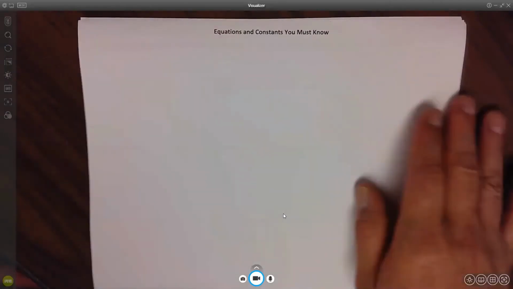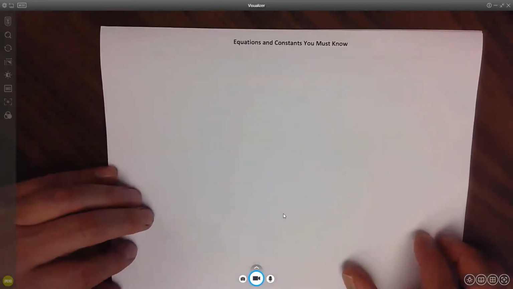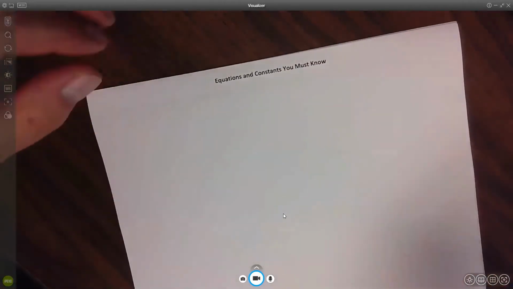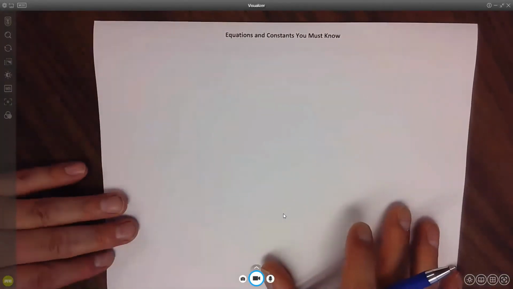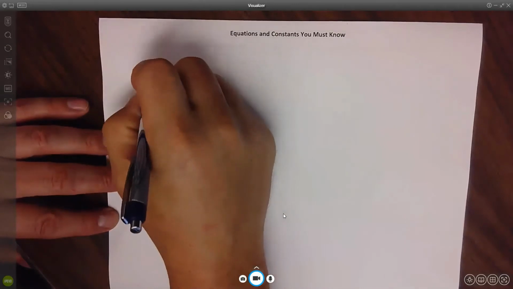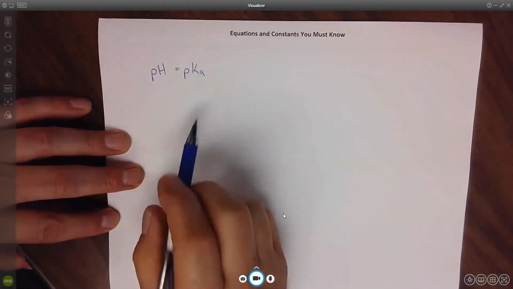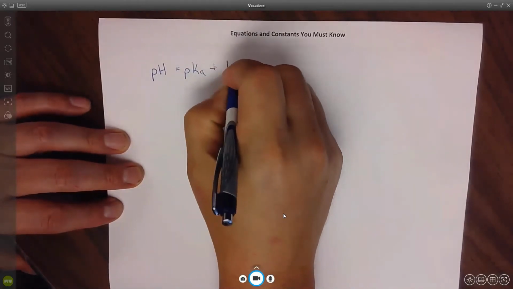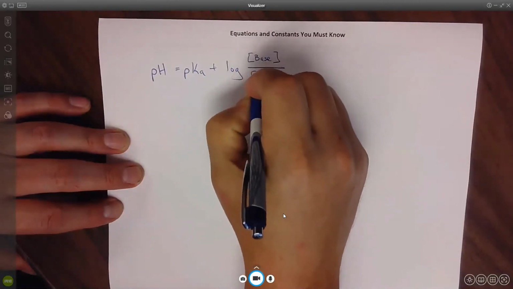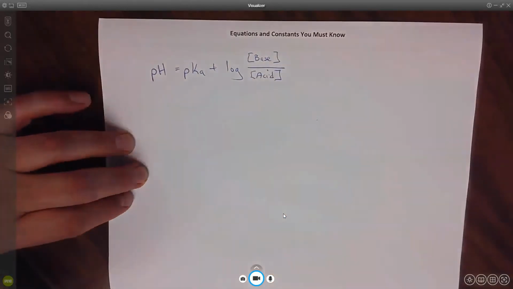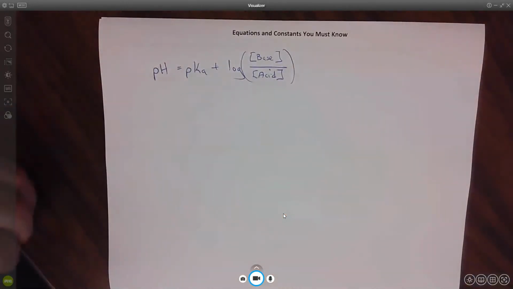Okay, so anyway, the equations that you must know for this chapter, well, you've already seen them. It is going to be the Henderson-Hasselbalch equation. So the pH is equal to the pKa, again, this is the negative log of the Ka, plus the log of the conjugate base divided by the concentration of the acid in that buffer. And it is the log of that ratio, so we could really put parentheses around that if you would like.